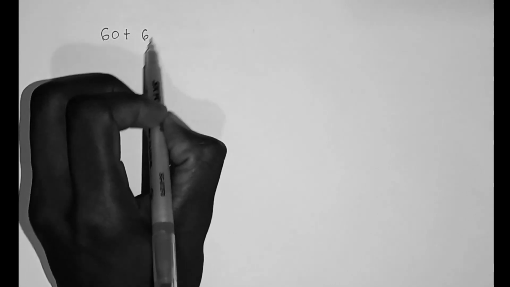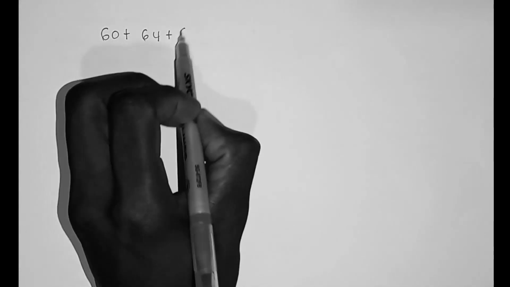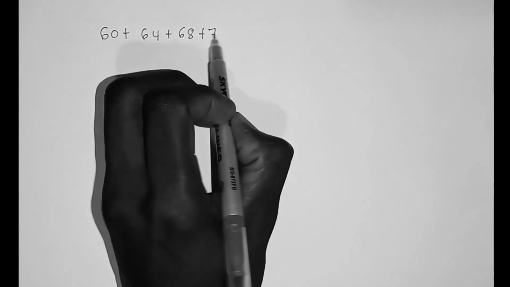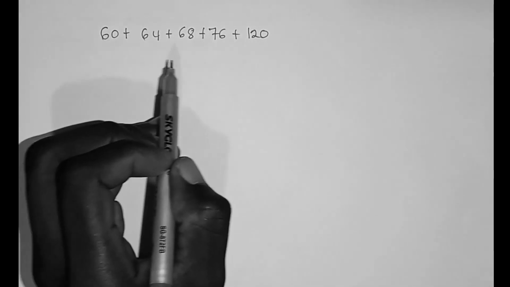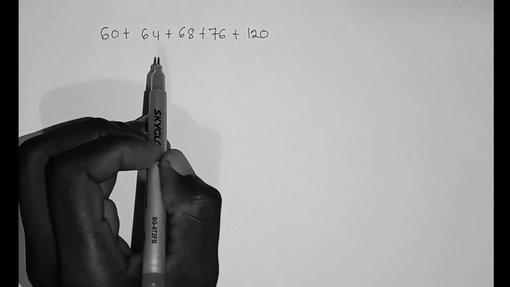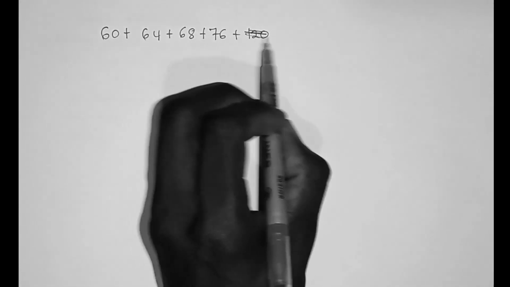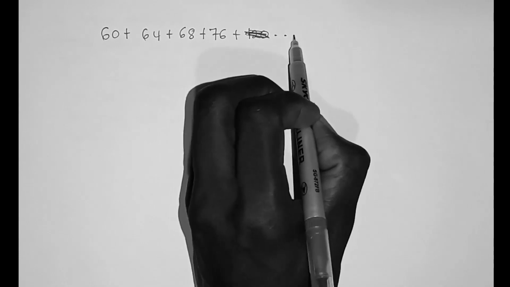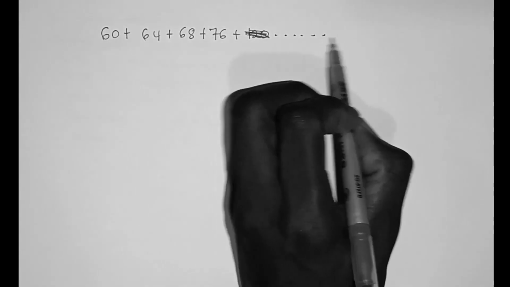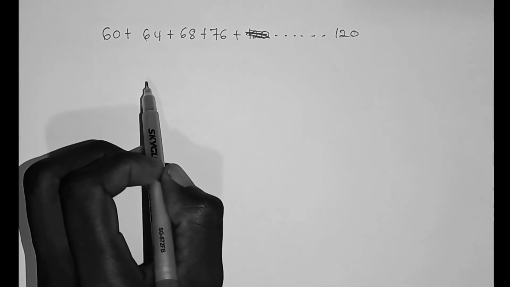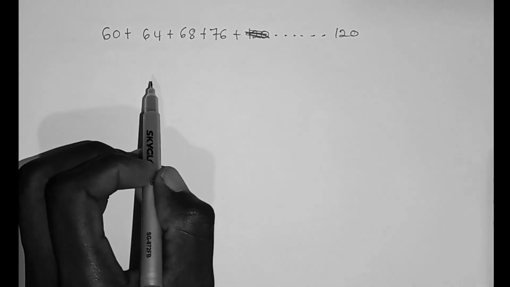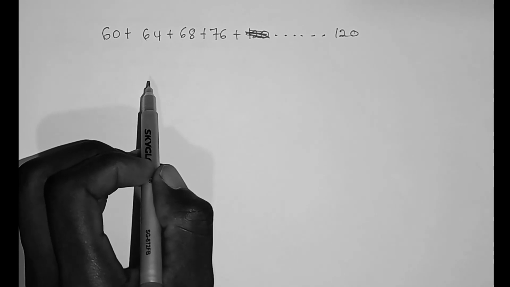So we have some numbers here which are 60 plus 64 plus 68 plus 72 plus, and so on, up to 120. The question is, we should find the sum of all those numbers in that sequence up to 120. So what is the sum?